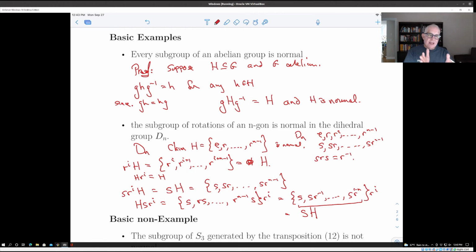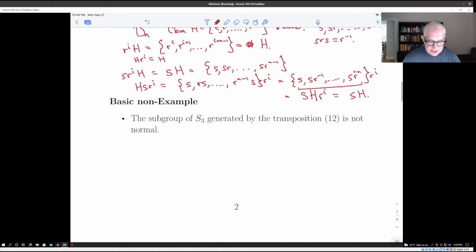Because if we are looking at the rotations, the set of rotations this way and the set of rotations that way come to the same thing in the end. So this is SH R to the I, but we already showed that H R to the I is H, so this is SH. So there are only two cosets, and that shouldn't shock us, because Dn has 2n elements and H has n elements, so the number of cosets is 2. There are 2 left cosets and 2 right cosets, and they're the same. One of them is H, and one of them is SH. And therefore, this group is a normal subgroup in the dihedral group.